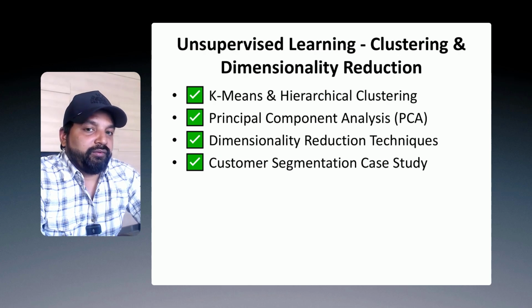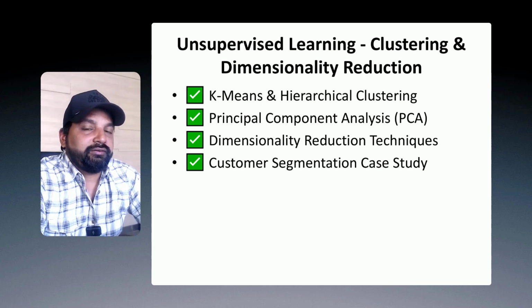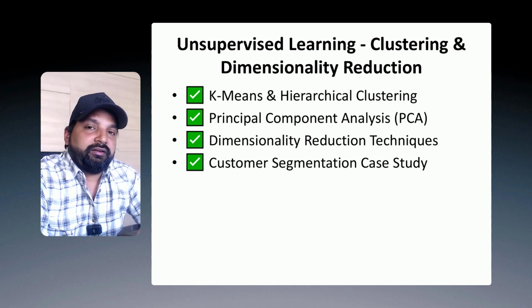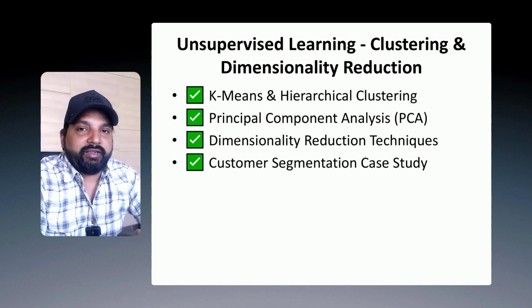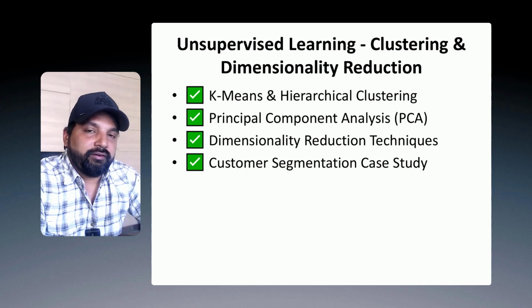Now we come to unsupervised learning. In unsupervised learning, we try to create clusters, because in unsupervised learning we do not get any labeled data, but in supervised learning we get labeled data, and in unsupervised learning we get unlabeled data. So this is the difference between supervised learning and unsupervised learning.